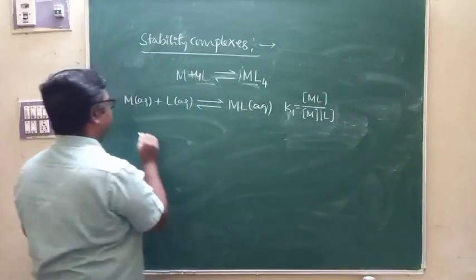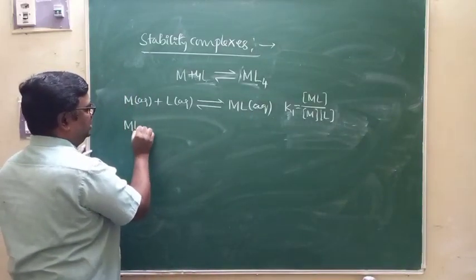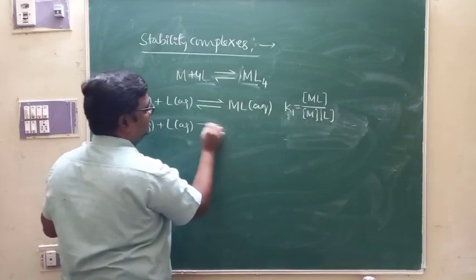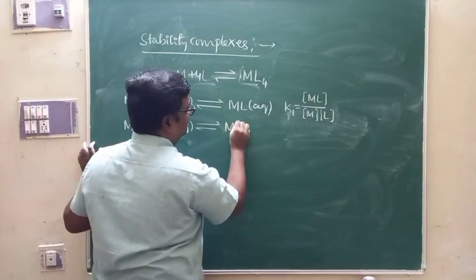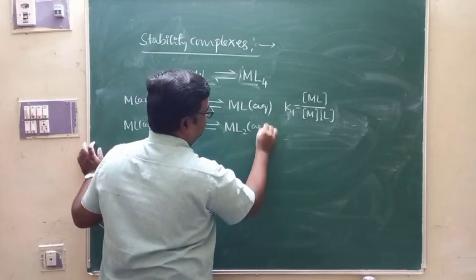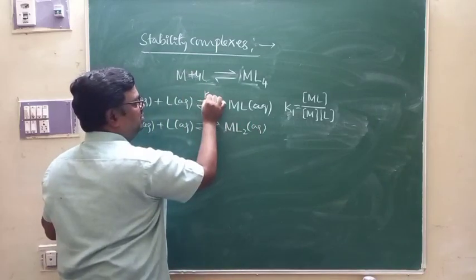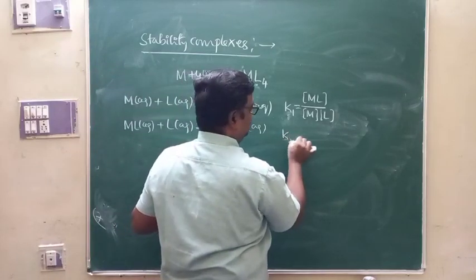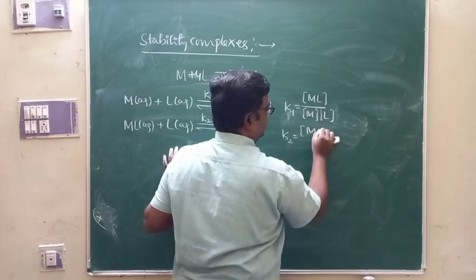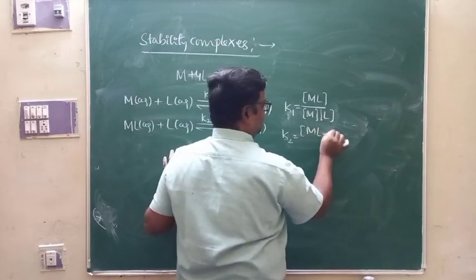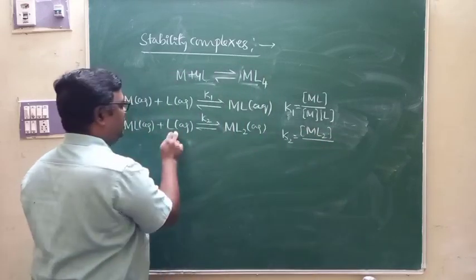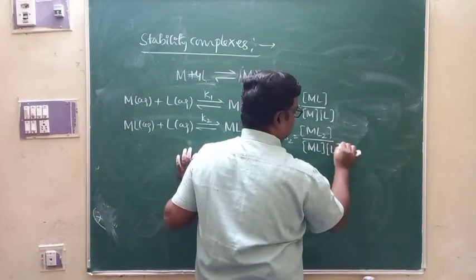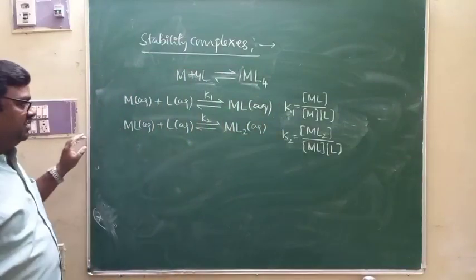In the second step, this ML reacts with one more molecule of ligand, and that leads to ML2, in aqueous solution. Now this is the equilibrium constant for the first step, and this is the equilibrium constant for the second step. K2 is equal to what? The product is ML2 divided by ML into L. This is the equilibrium constant for the second step.